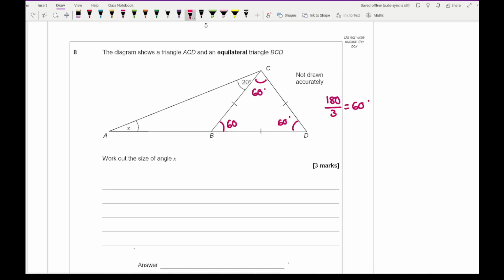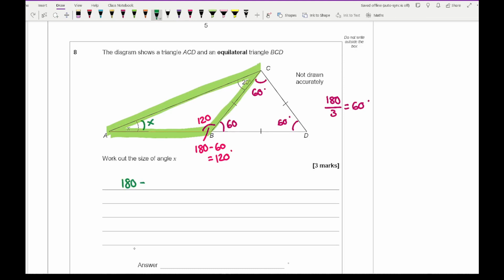Then I need to work out what this angle here is going to be, and angles on a straight line add up to 180, so to work out this one, 180 take away 60 equals 120. Then if I take the triangle ABC, and this is the angle that I'm trying to work out, which is X. Well, I know that 180 minus 20 minus 120 equals X. So X is 40 degrees.